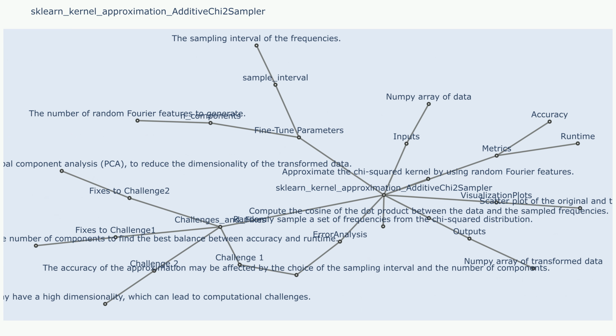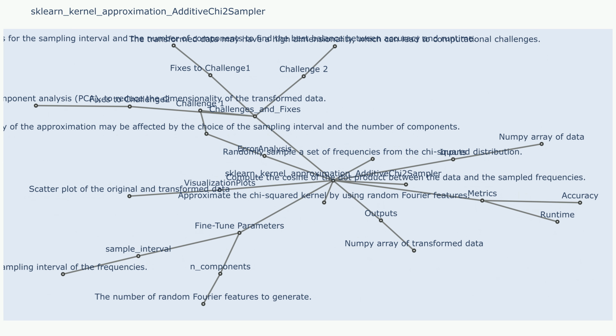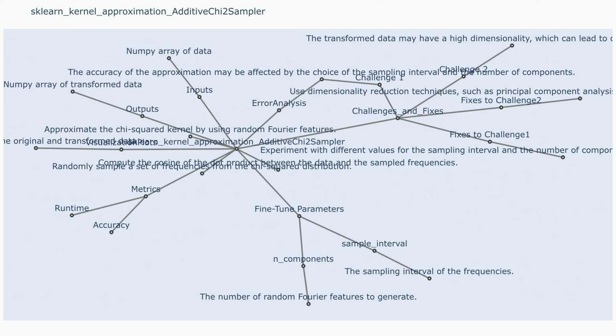Inputs: X, the input data, which should be a 2D array of shape n_samples, n_features, where each row represents a sample and each column represents a feature. The data should be non-negative. Sample weights: optional array of sample weights, which should have the same length as the number of samples in X. If provided, the weights are used to adjust the importance of each sample during the sampling process.